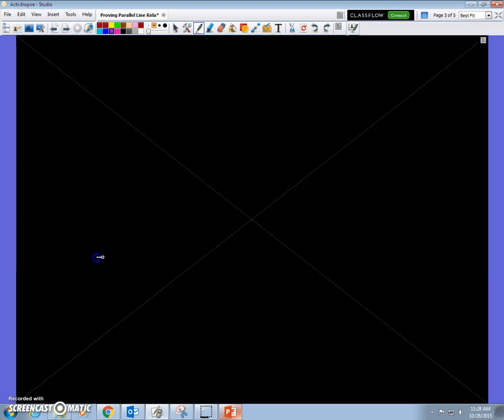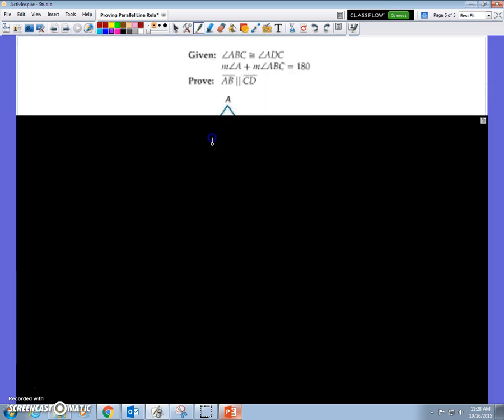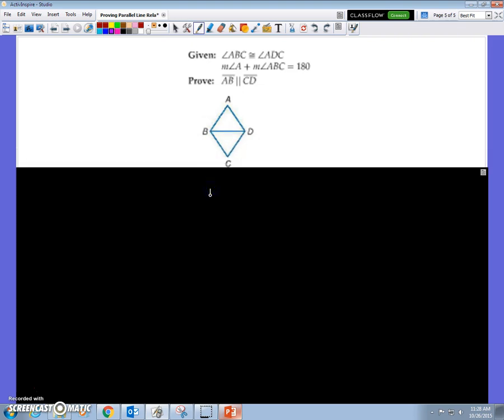And then finally, the last one, my favorite one. We are given this shape here. It just looks like a diamond. It says the angle ABC is congruent to ADC. It also says the angle measures of angle A and ABC are supplementary. We're going to prove that these segments are parallel.